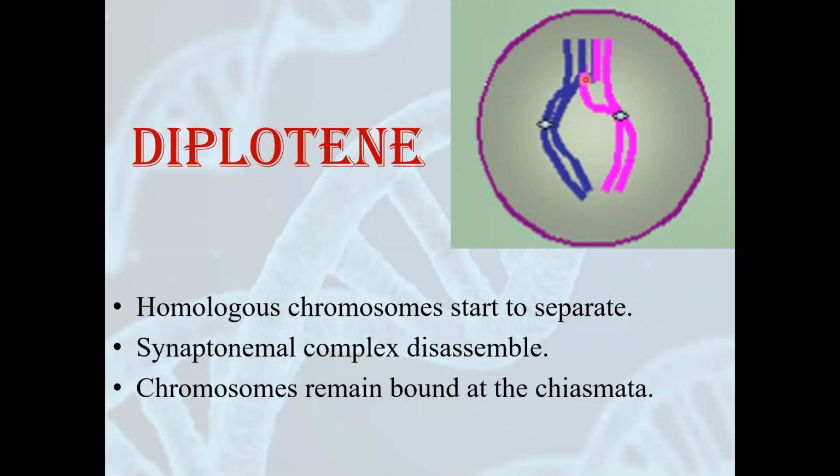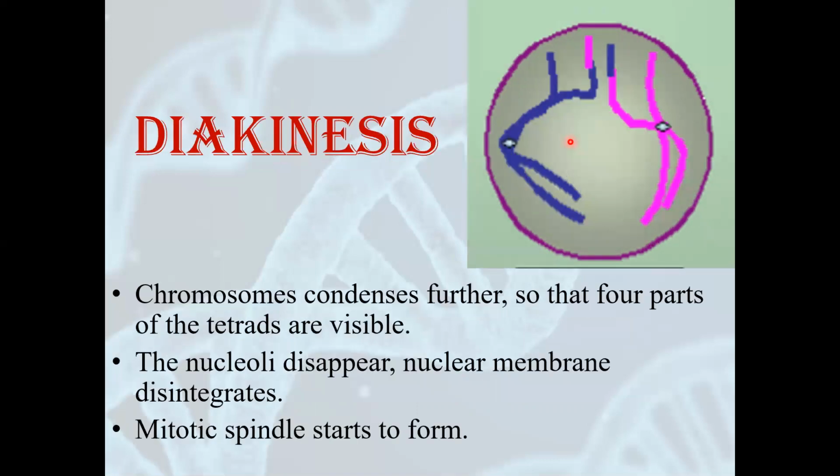But the thing that you have to remember here is the chromosomes will remain bound at the junction where the chiasmata was formed. So they will remain bound to each other from this place, whereas the rest of the chromosomes will separate. This is the fifth phase of meiosis I, prophase I, diakinesis. Here the chromosomes will condense further so that all the 4 parts of the tetrads will be visible. Here you can see it is very clearly visible. Exchange has already occurred. From here they will separate from each other.